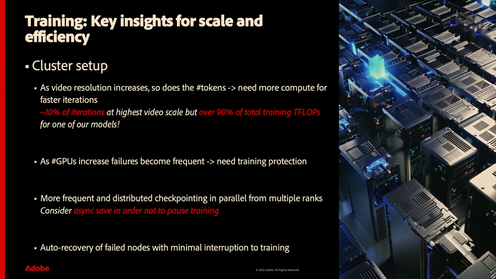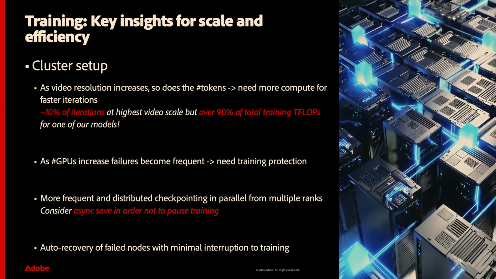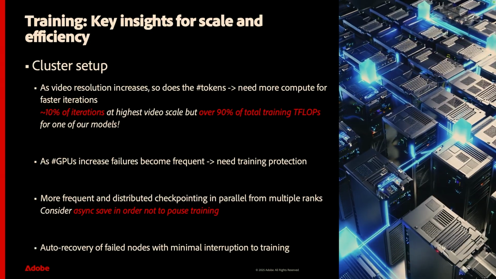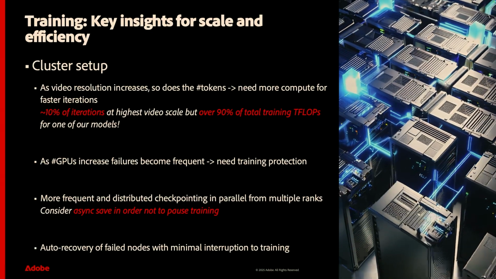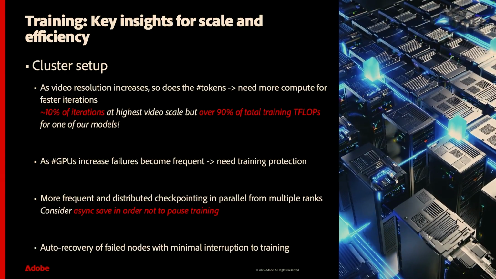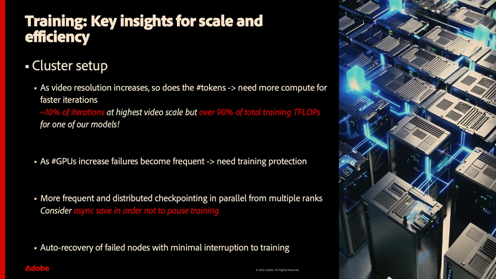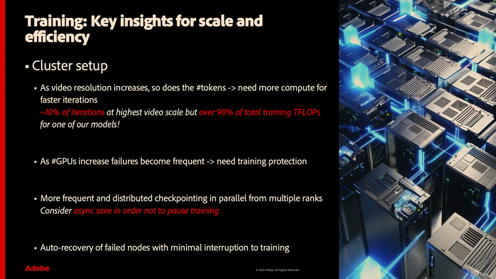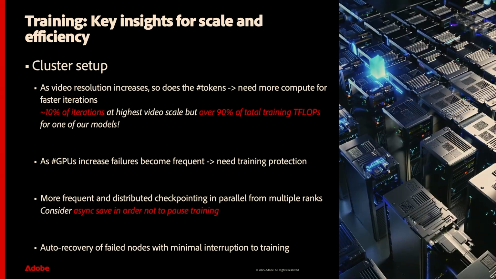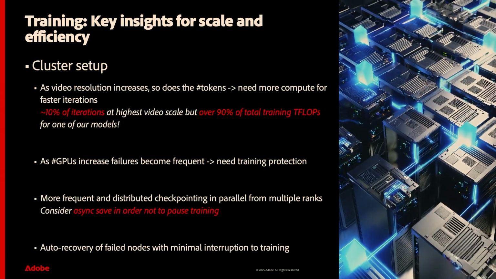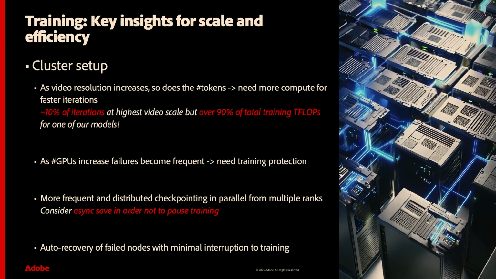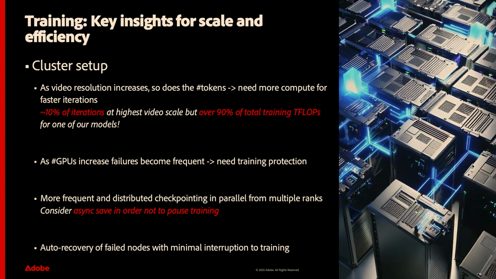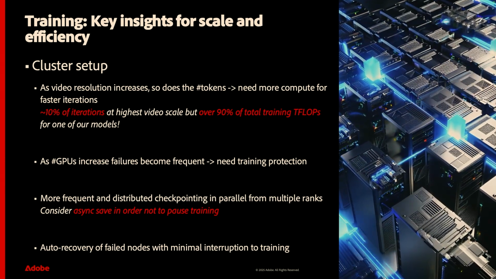We're making progress. Okay, this is a very heavy slide. When the video resolution increases, the tokens increase, right? It's very easy to deal with 10K tokens, 20K tokens, but when it gets to 50K, it becomes really hard to manage. And that's where having a really strong platform team and support becomes really important. The modeling team worked with the platform team hand in hand, because really the 10% of iterations that we do at the highest video scale take over 90% of the total training FLOPs for our models.